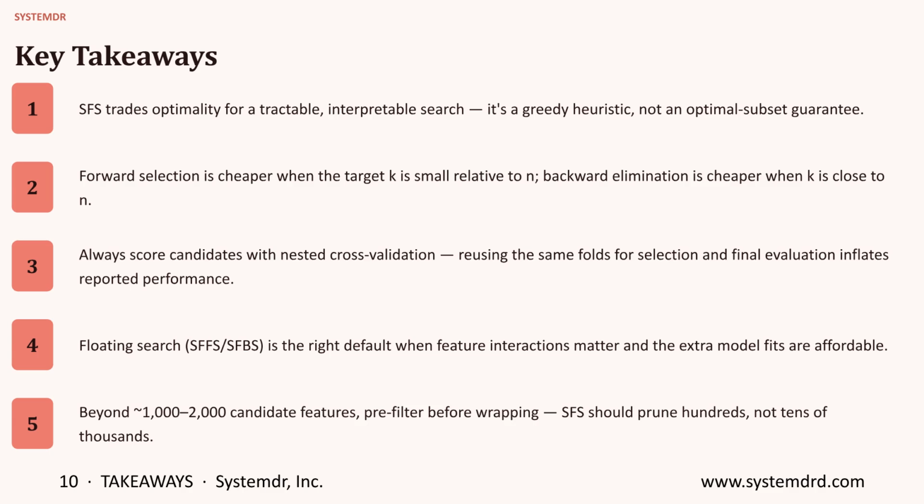3, and I'll say this one twice because it's the guardrail that actually gets skipped in practice, always score candidates with nested cross-validation. Reusing the same folds for selection and for final evaluation inflates your reported performance. 4, floating search is the right default specifically when feature interactions matter and the extra model fits are affordable. It's not strictly better than forward or backward, it's a different cost versus thoroughness trade. And 5, beyond roughly 1 to 2,000 candidate features, pre-filter before you wrap. SFS should be pruning hundreds of features, not tens of thousands.